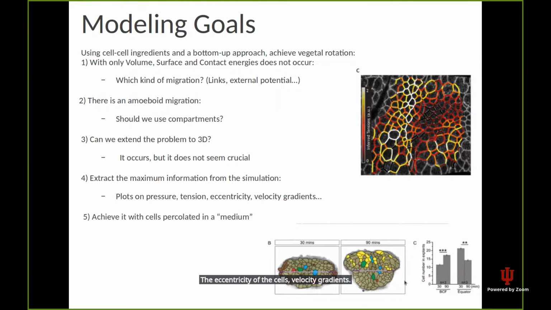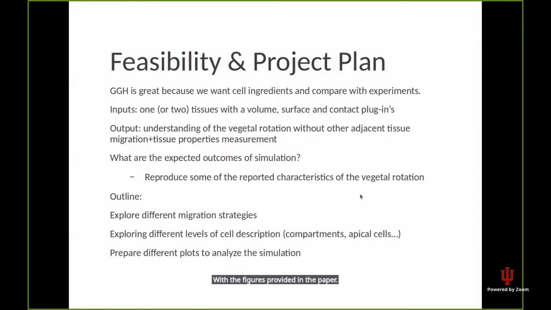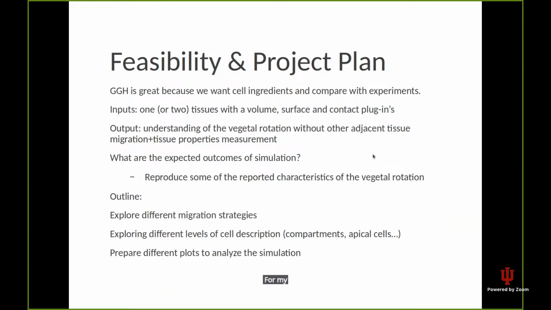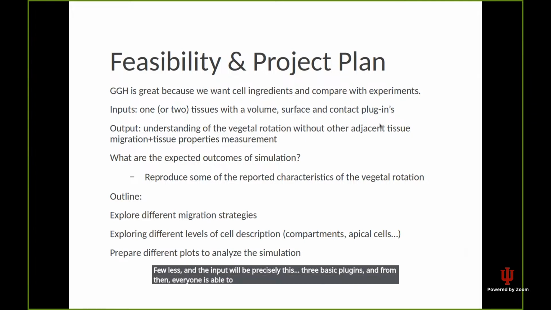This would be very useful because then we will be able to compare directly with the figures provided in the paper. I think it's a project that could be feasible to be done in CompuCell because I have already started to do it for my master project for 5 tissues, and here we will have a few less. The input will be precisely these 3 basic plugins, and from then everyone is able to propose how to explore this migration that we observe.